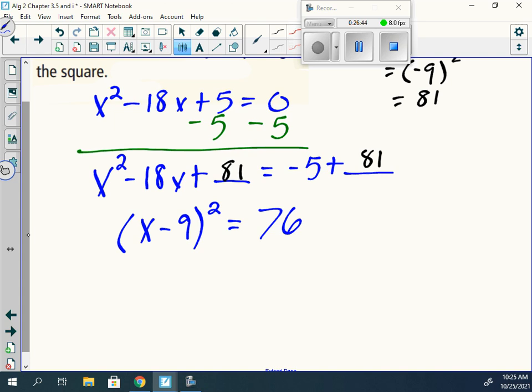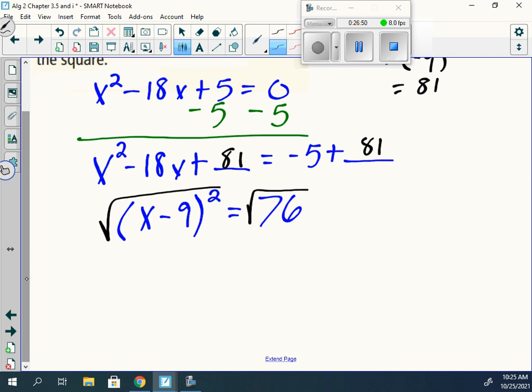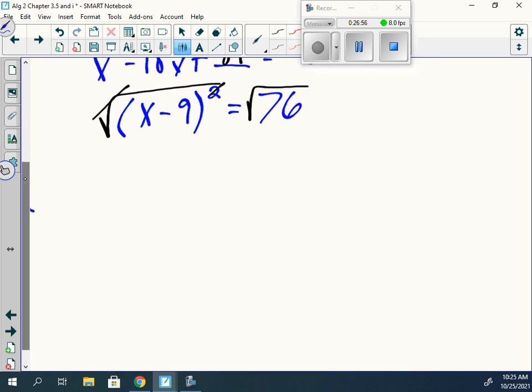Our next step would be to square root both sides. Well, the square root and square would cancel, telling me that x minus 9 is equal to plus or minus 19 square root of 2.